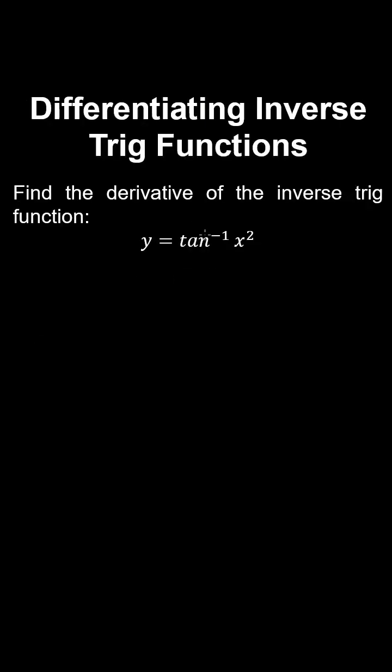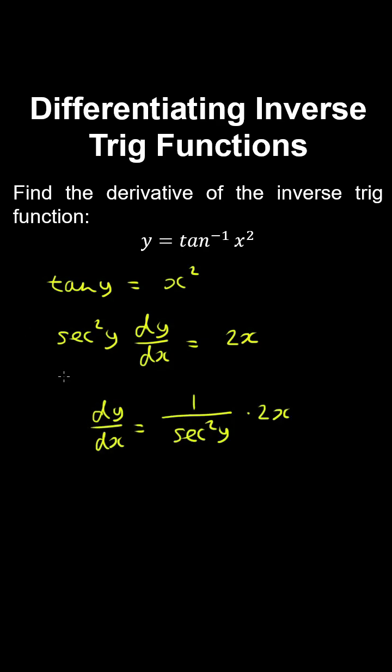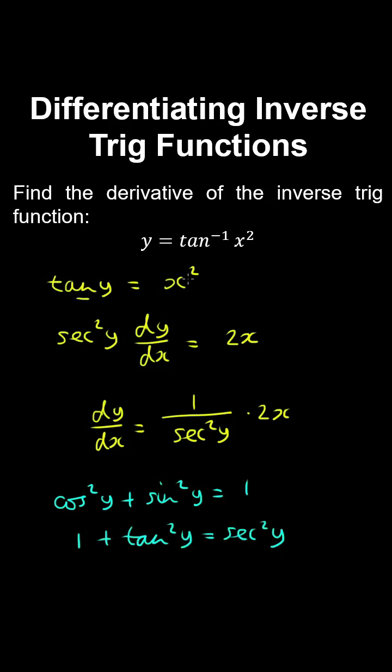Let's evaluate the derivative of the inverse tan of x squared. So if we take tan of both sides, and use implicit differentiation, we obtain sec squared y times dy dx is equal to 2x. And dividing through by sec squared y, now we can apply our trig identity. So if we divide through by cosine squared y, we obtain the following expression. And now if we substitute for tan y, we obtain x squared squared. And substituting for sec squared y, we obtain our final result.